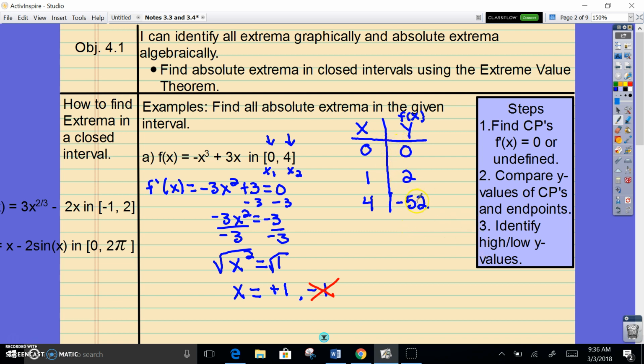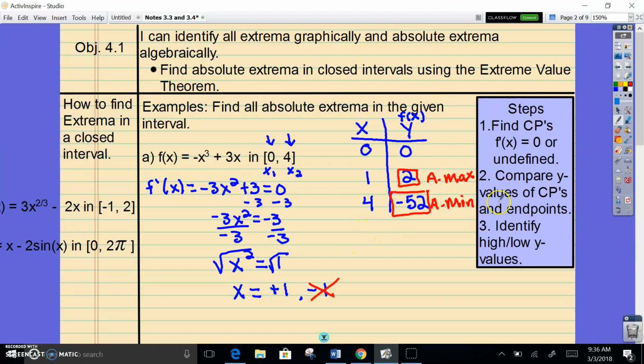And so judging by this table, this is where you get to be now at step 2 and 3. We're going to compare and identify. My highest value is going to be 2. So this is going to become my absolute max. And my lowest one is going to be -52. So that's going to be my absolute min. And remember, the actual maxes and mins are the y values. But we actually have their locations here at x equals 1 and at x equals 4.